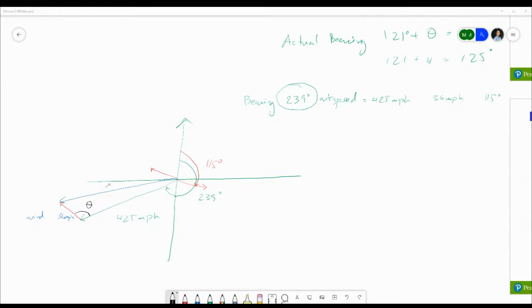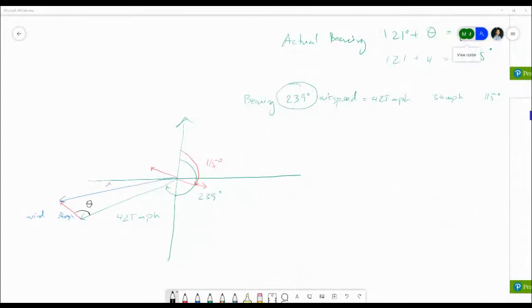Is the drawing going to be always clockwise? Say that again? I say, are we going to do it always clockwise? Yes. So bearing is always measured clockwise from due north.